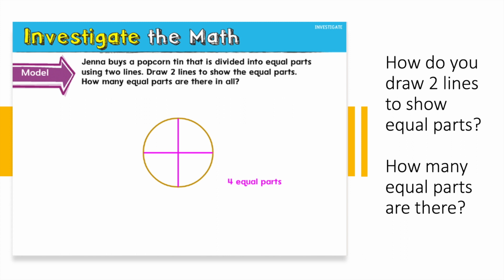Think about the dollar. When we have a dollar and we have 4 quarters, 4 quarters is the same as a dollar, right? Because 4 quarters make up the whole, which is the dollar. Same thing here. 1, 2, 3, 4. 4 pieces make up the whole, so we could call them quarters. Or we could call them fourths.